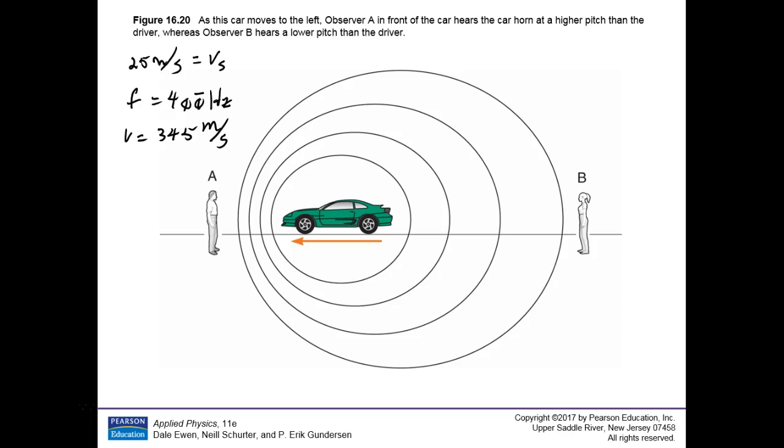Now, what is the frequency heard by the observer while the car is approaching? So this will be the F prime, that's what they called it, while the car is approaching. So this would be like the guy A here. So what would that be?